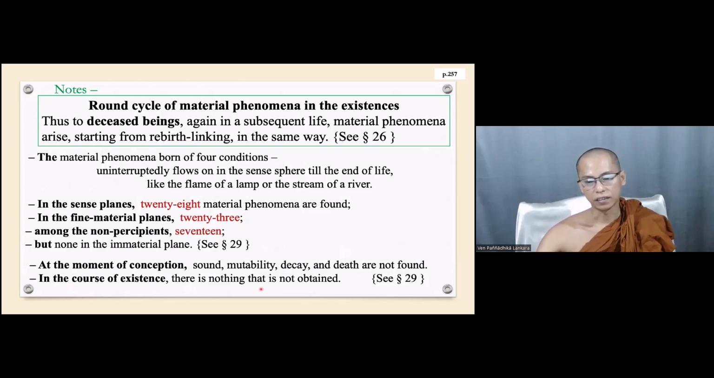there is nothing that is not obtained. It means that every materiality in relation to the realm of existence, for the sense planes, all 28 can be found during the course of existence. In the five material planes, all 23. And for the non-percipient beings, all 17 can be found during the course of existence.